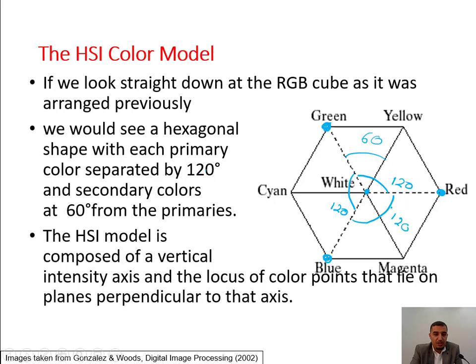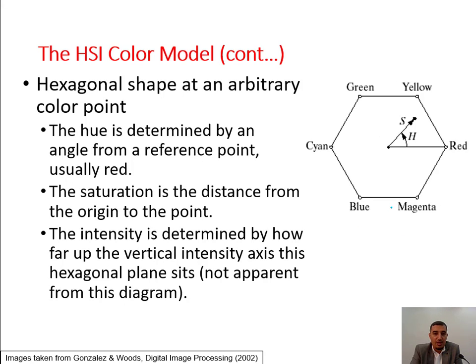So the HSI model is composed of a vertical intensity axis and the loci of the color points that lie on a plane perpendicular to this axis. In the hexagonal shape, at an arbitrary color point, the hue is determined by the angle from a reference point, usually red. So this is the hue, and the reference point is our red. The saturation is the distance from the origin to the point. This is the saturation, which is the distance from here to here. The intensity is determined by how far up the vertical intensity axis this hexagonal plane sits, not apparent in this diagram.